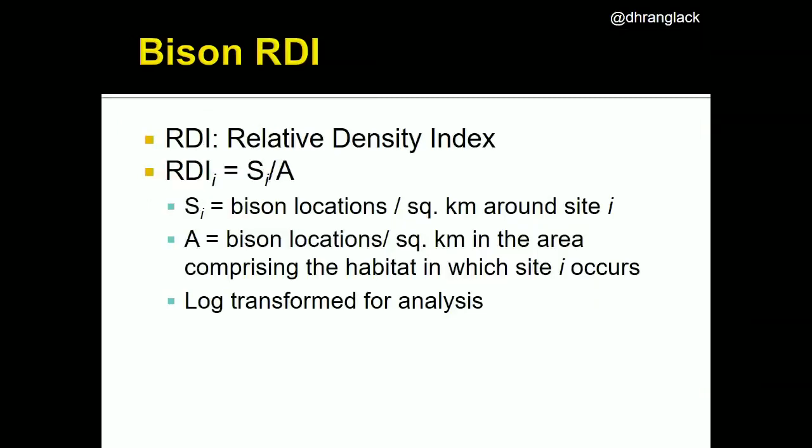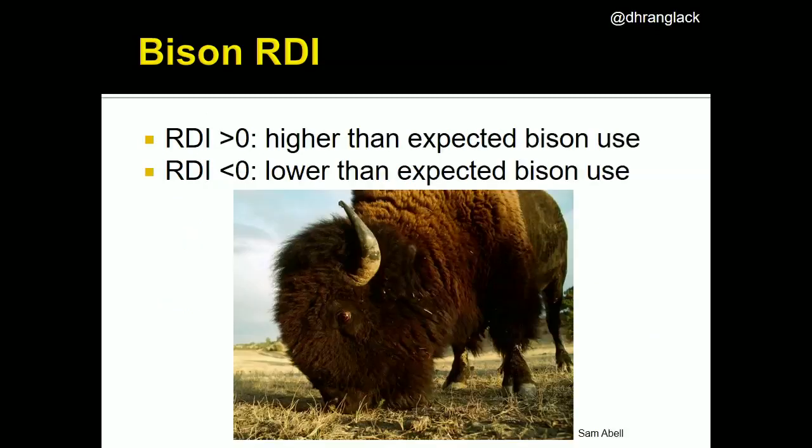To quantify those differences, we used a relative density index. So we created a square kilometer buffer around each site, counted the number of locations that were found within that buffer, and then divided that by the number of locations you would expect in any given square kilometer of that habitat type. This was log transformed for analysis, so essentially any RDIs greater than 0 would indicate higher than expected bison use, and RDIs less than 0 would be lower than expected.